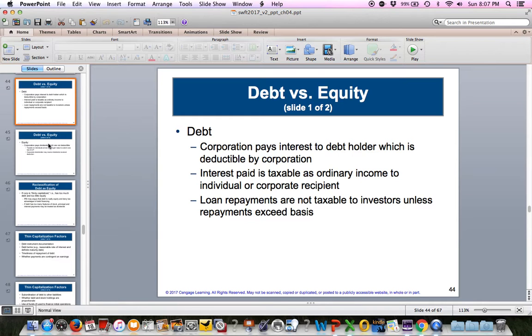Loan repayments are not taxable to investors unless repayment exceeds basis. So principal payments are not taxable unless you pay more principal than the basis on the loan.